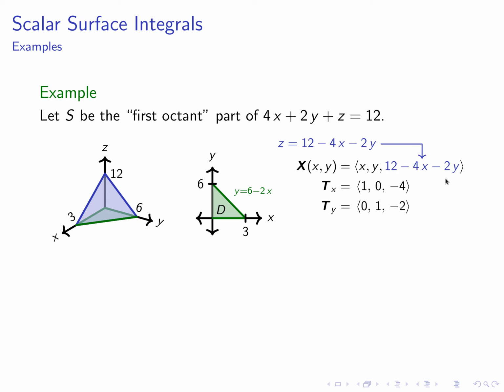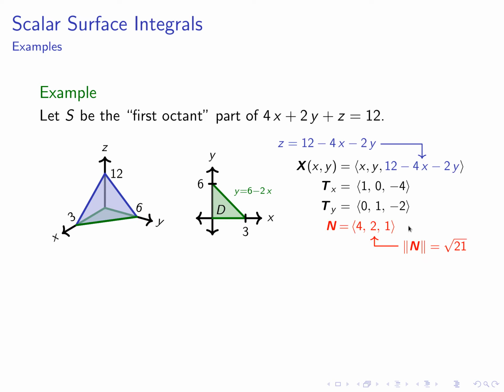Now, to calculate the standard normal vector, we take the cross product of our two tangent vectors. And when we take the cross product of (1, 0, negative 4) with (0, 1, negative 2), we produce the vector (4, 2, 1). Okay, so now we've successfully parametrized this particular surface, and we've calculated the standard normal vector for this parametrization.